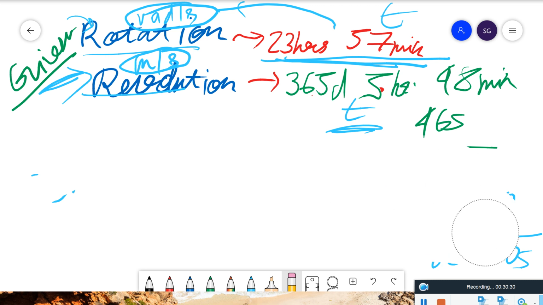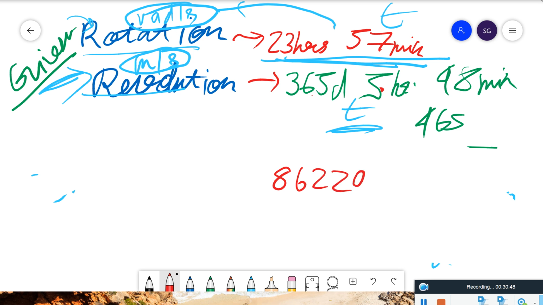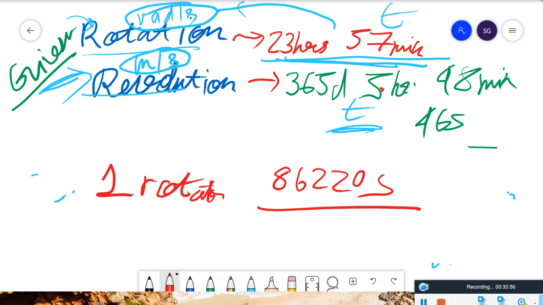So your half work is done. So we can say that it is revolving with 23 hours 57 minutes. Means it is taking 86,220 seconds to complete one rotation. Now many students might be confused that for one rotation, no unit is given, no issues. Everyone knows that one rotation is 360 degree. There is no doubt in this concept.